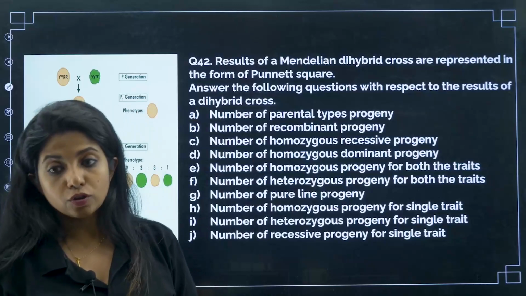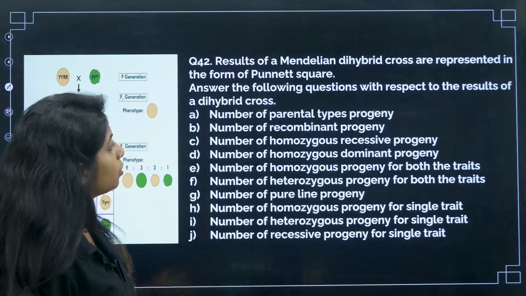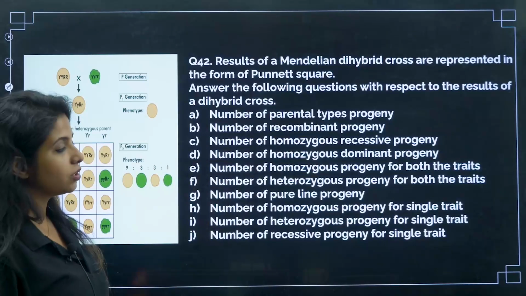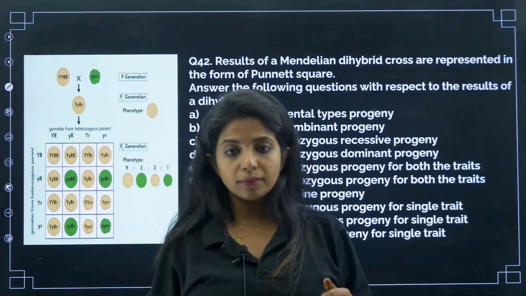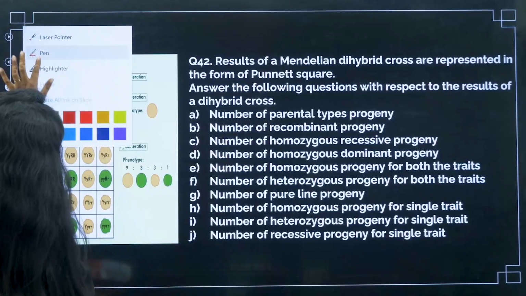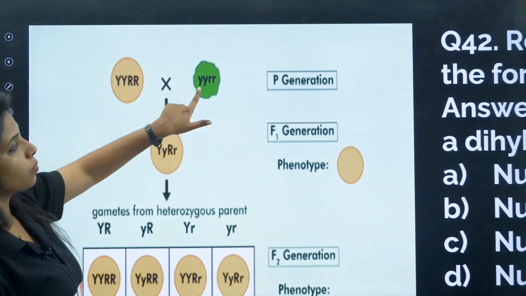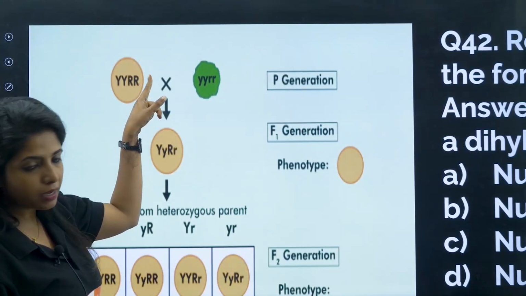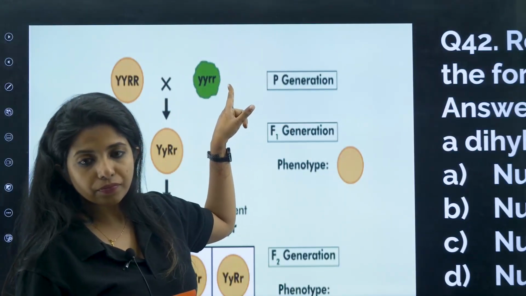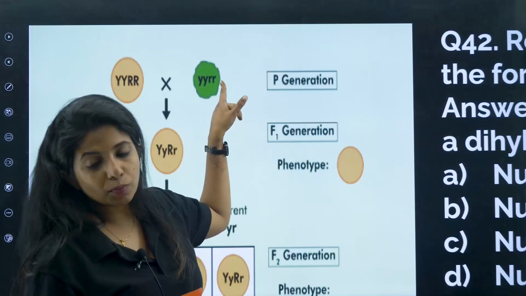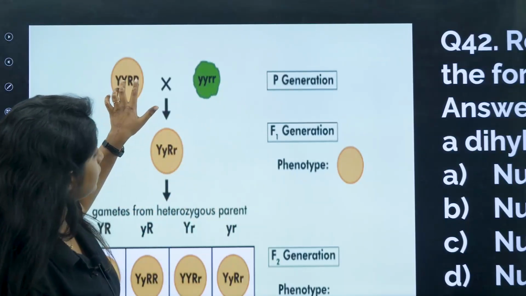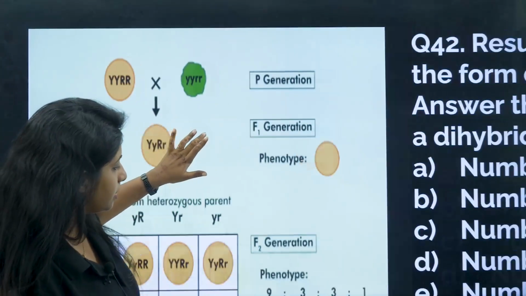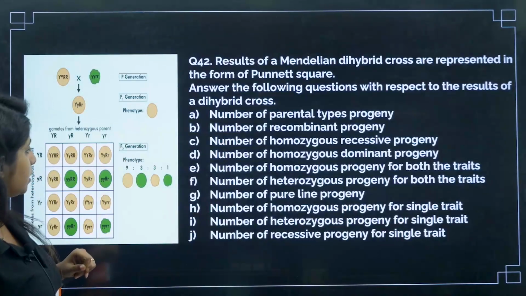Answer the following questions with respect to the results of the dihybrid cross. You have to find the number of parental types progeny. What are the parental types progeny, my dear children? Parents were what? As you can see over here, they are yellow and round, and green and wrinkled. Capital Y for yellow, capital R for round, small y for green and small r for wrinkled. So this is yellow and round, and this is green and wrinkled. Those are the parental types. So we have to find who are the parental types, my dear children.